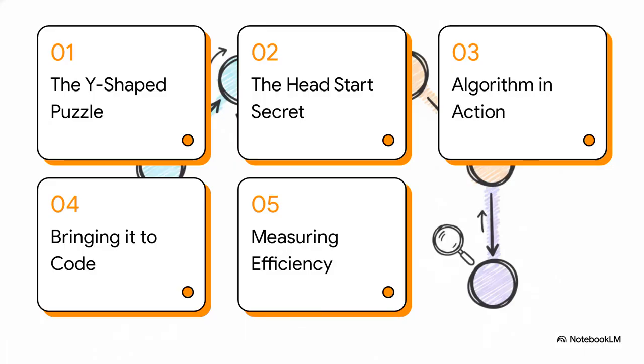So here's how we're going to break it down today. First, we'll get a handle on the Y-shaped puzzle itself. Then, we'll uncover what I call the Head Start secret. This is the key idea that cracks the whole thing wide open. From there, we'll see the algorithm in action, turn that logic into some actual code, and finally, we'll check out just how efficient this whole approach really is.